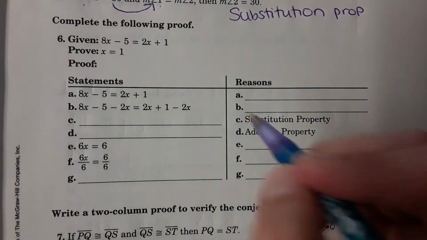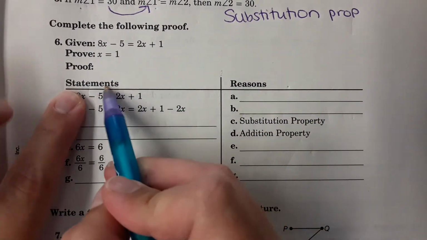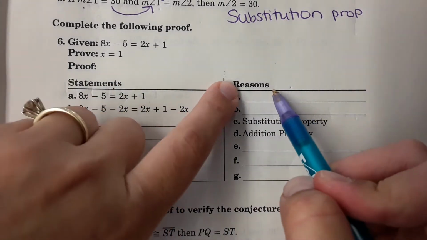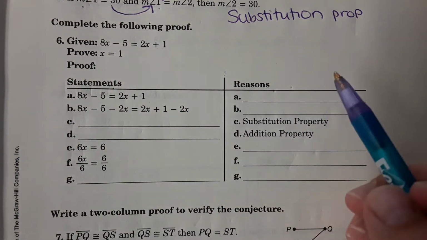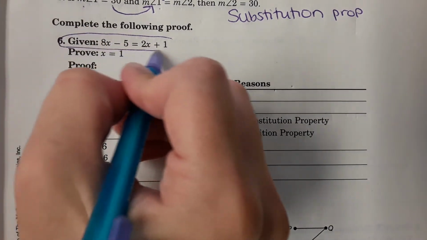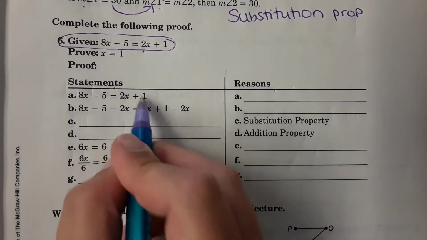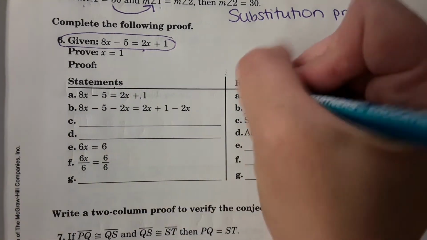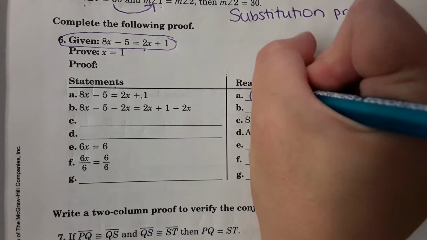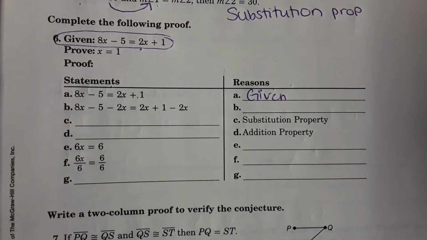Here's a couple things to know about proofs. This is a 2-column proof, and this column is always statements, and this column is always reasons. It always starts out with the given. So here it says given 8x minus 5 equals 2x plus 1. So they put that as the first statement. And the reason for that is that's what's given. So if you have no idea where to start with a proof, always start with the given. At least you'll get that part right.